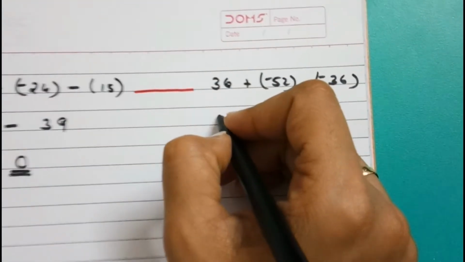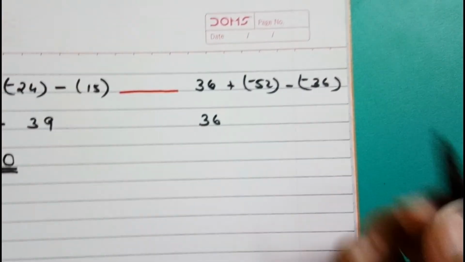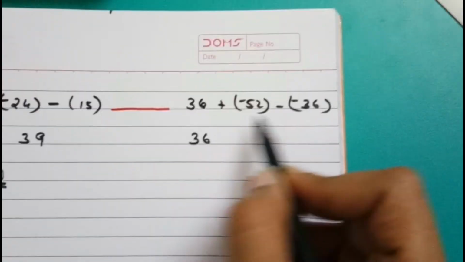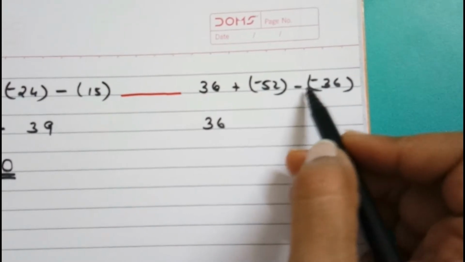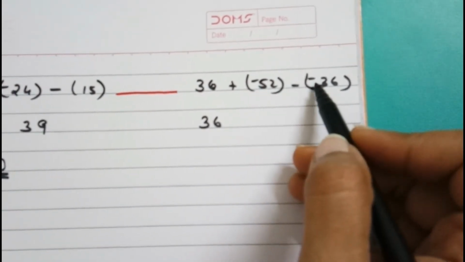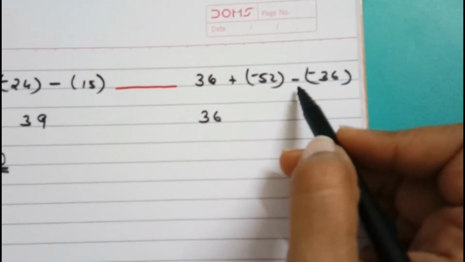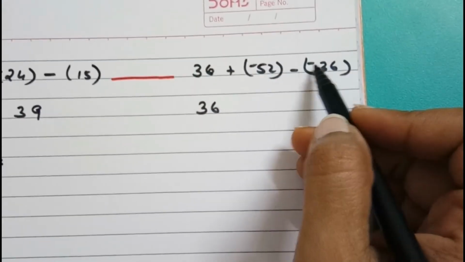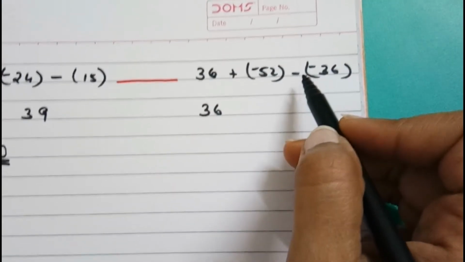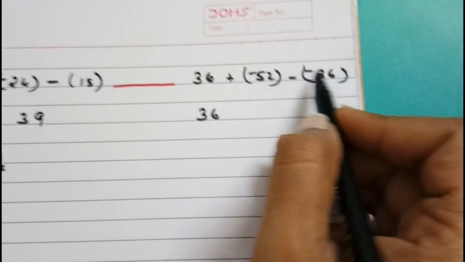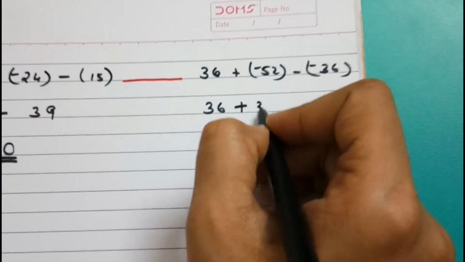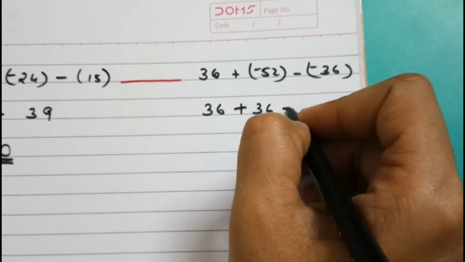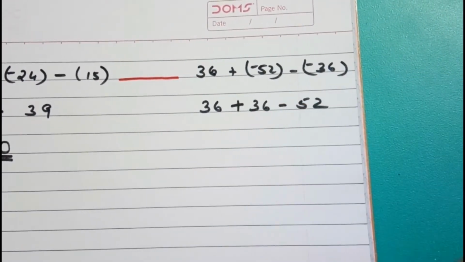Here this is say 36. Now this is say plus and minus, so this will be minus here. Minus and minus 36. So we have studied earlier when there are two minus together it becomes a plus. So here minus and minus becomes plus. So this will be positive 36 minus 52.